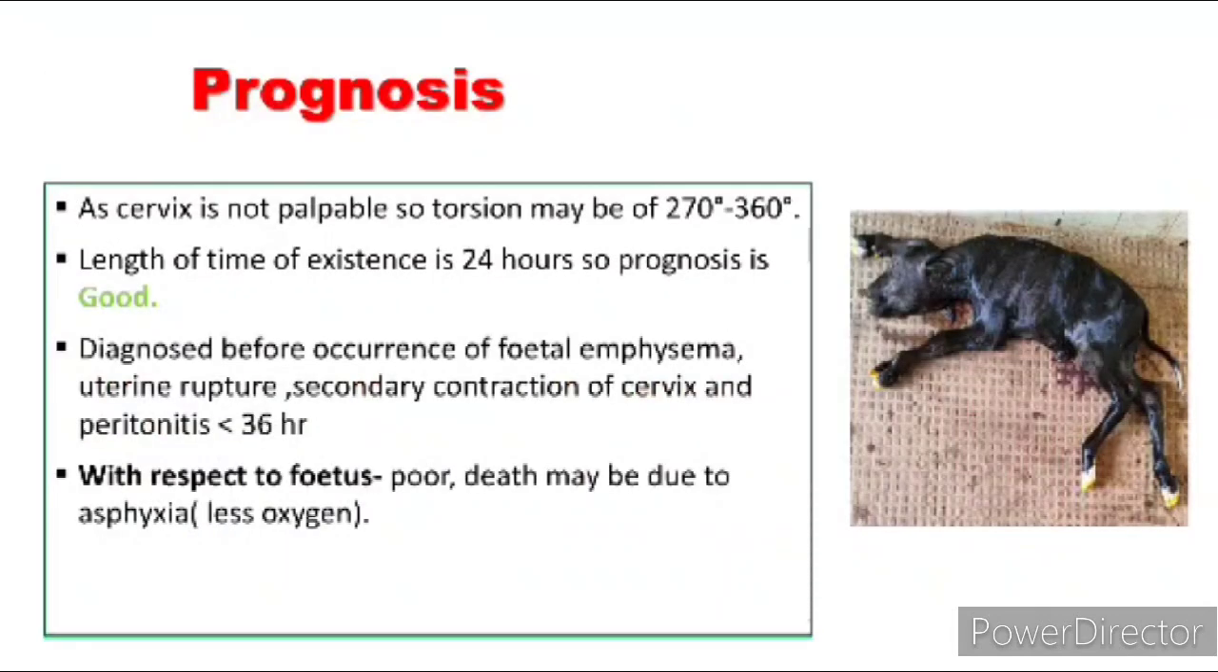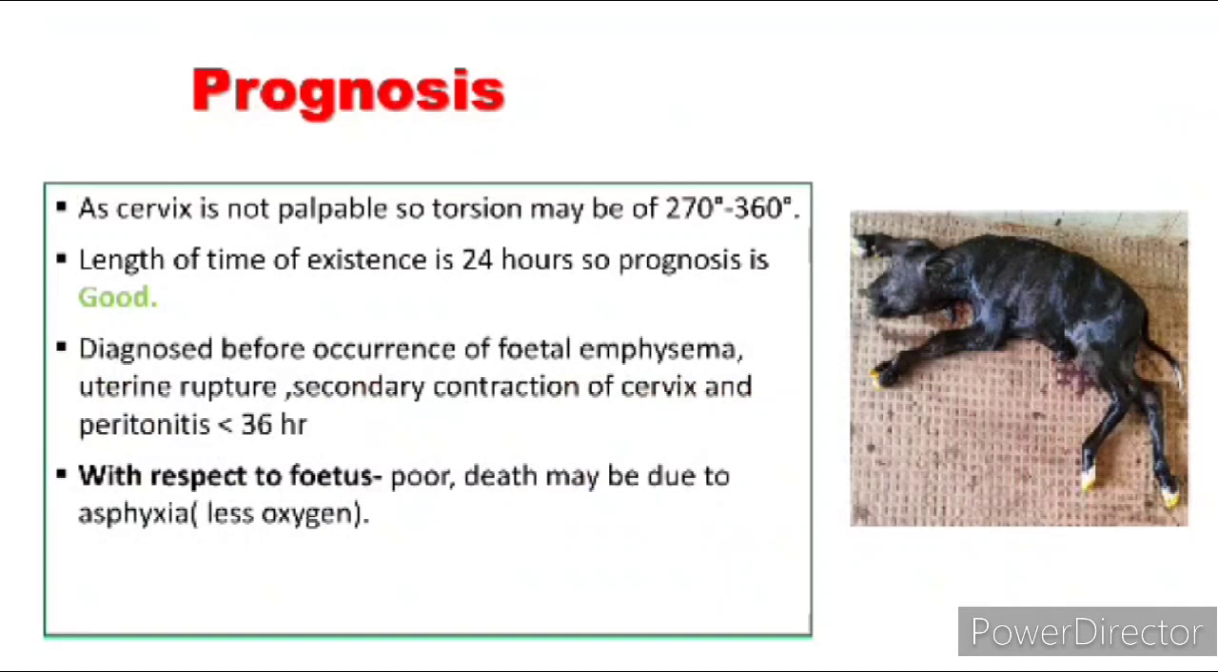So now let's see what is the prognosis. As the cervix is not palpable, the torsion may be of more than 270 degrees. We will see later on that there are different degrees, so the torsion can occur to any extent. The prognosis with respect to the dam is good because the time was around 24 hours. But with respect to the fetus, the prognosis is poor because the fetus may have died due to asphyxia.